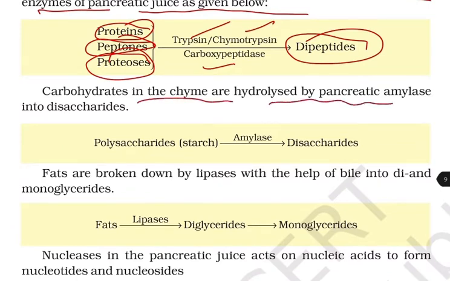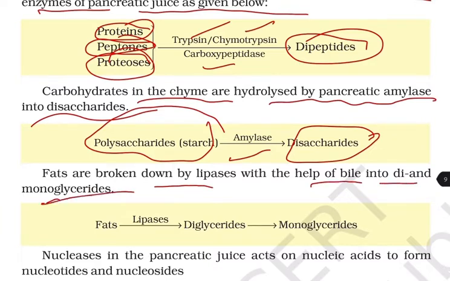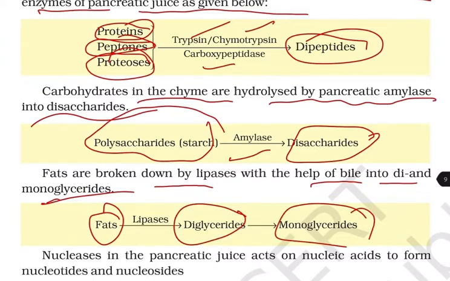Carbohydrates in the chyme are hydrolyzed by the pancreatic amylase into disaccharides. Polysaccharides or starch in the presence of amylase are converted into disaccharides. Fats are broken down by the lipases with the help of bile into di and monoglycerides. Fats in the presence of lipases are converted into diglycerides, and after that they get converted into monoglycerides.